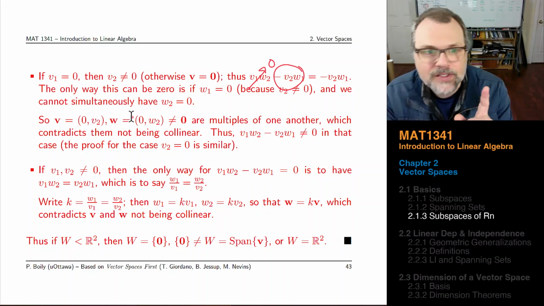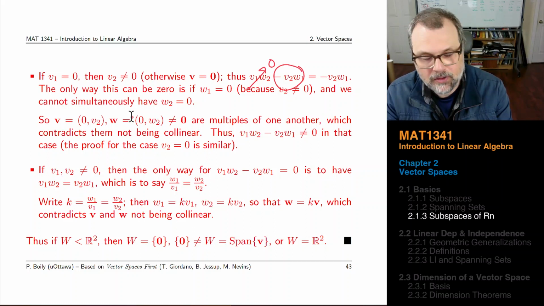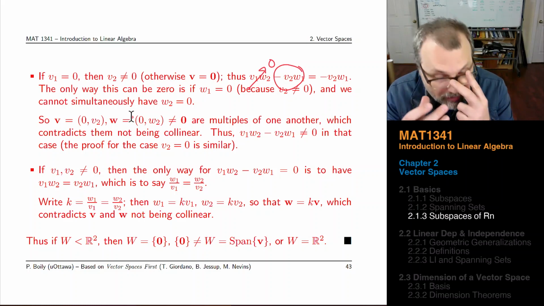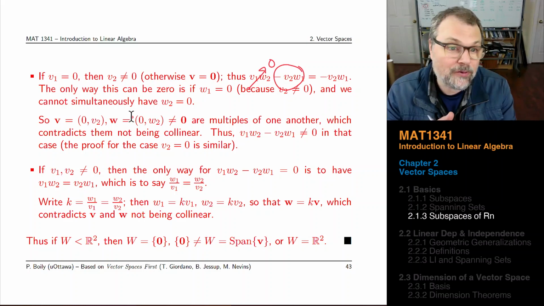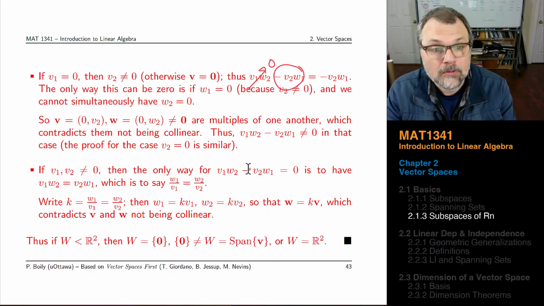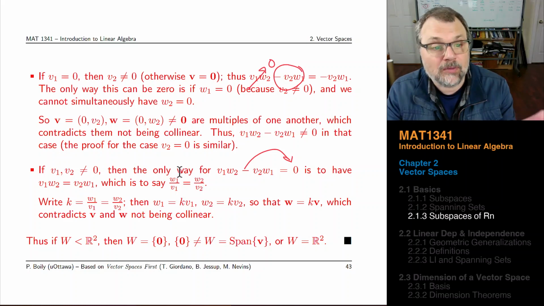Okay, so if one of these coordinates is 0, it's impossible for the full expression to be 0. Okay, what if they're both different from 0? Well, if V1 and V2 are both different than 0, for sure, then the vector V is different from 0. That's good. But the only way for V1W2 minus V2W1 to be equal to 0 is if you had, send it over to this side, V1W2 equal to V2W1, or in other words, if I divide both sides by V1 and by V2, that W1 over V1 is equal to W2 over V2.